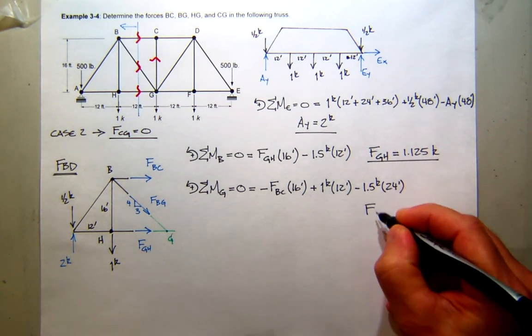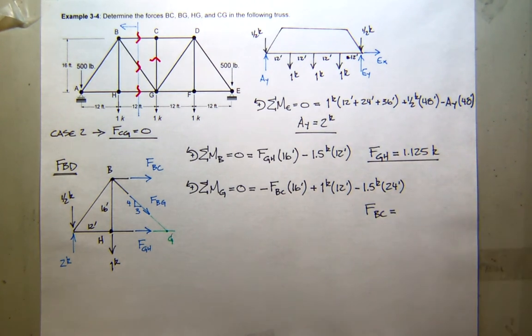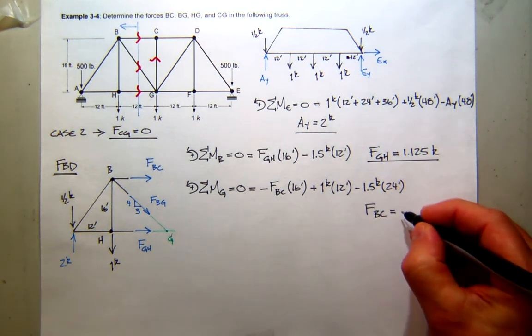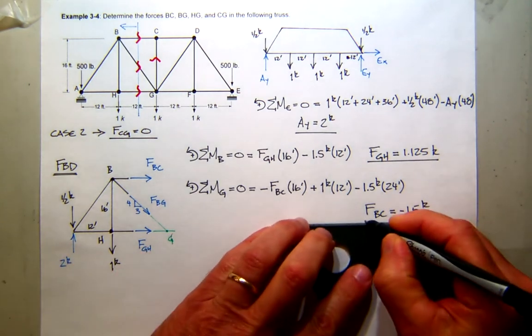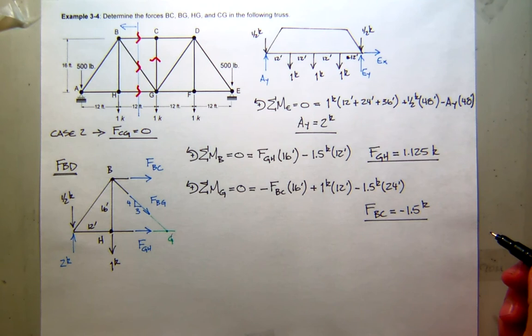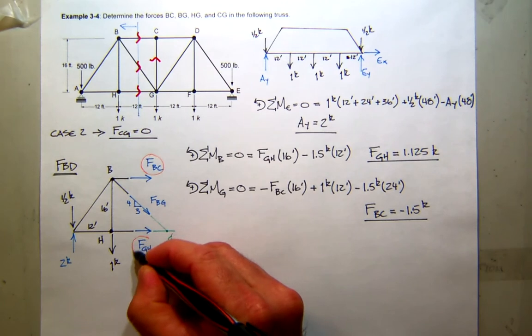So what is the force in BC? Hopefully it'll come out negative, because that's what I think it should. But you guys will have to help me. I got 1.5. Everybody else get 1.5? Negative? Yes. That doesn't sound terrible. So we have found BC and we have found GH.